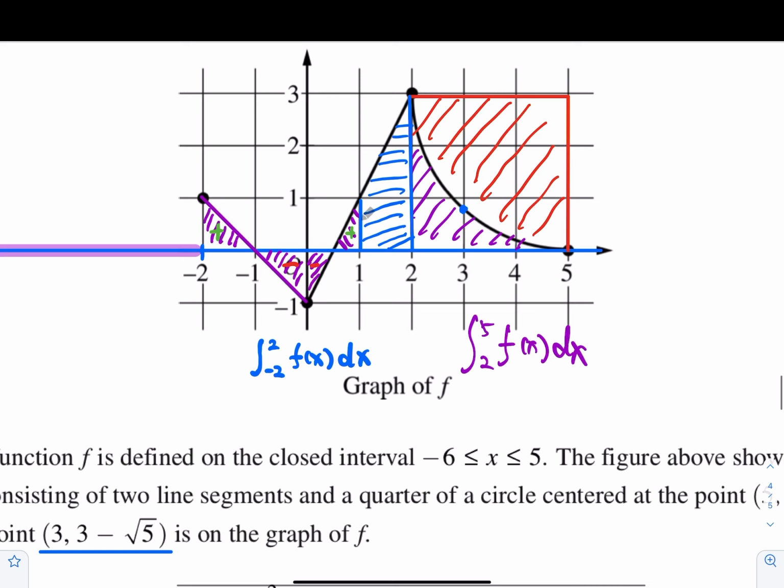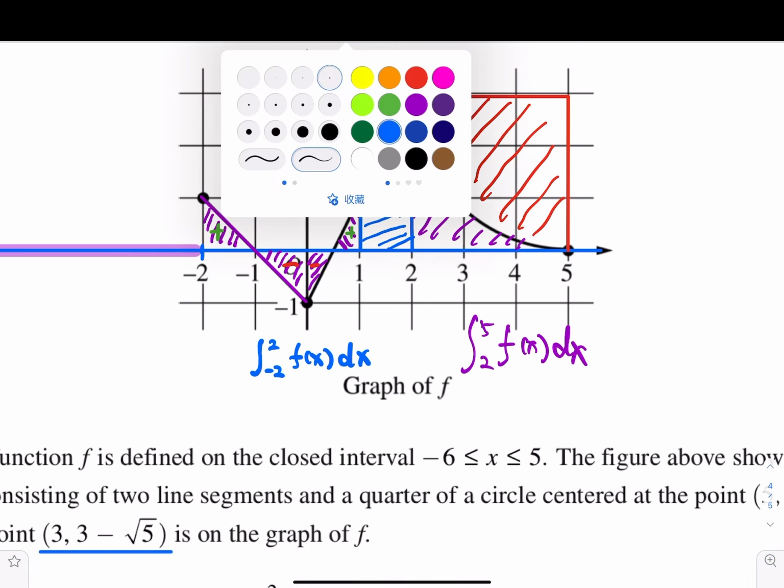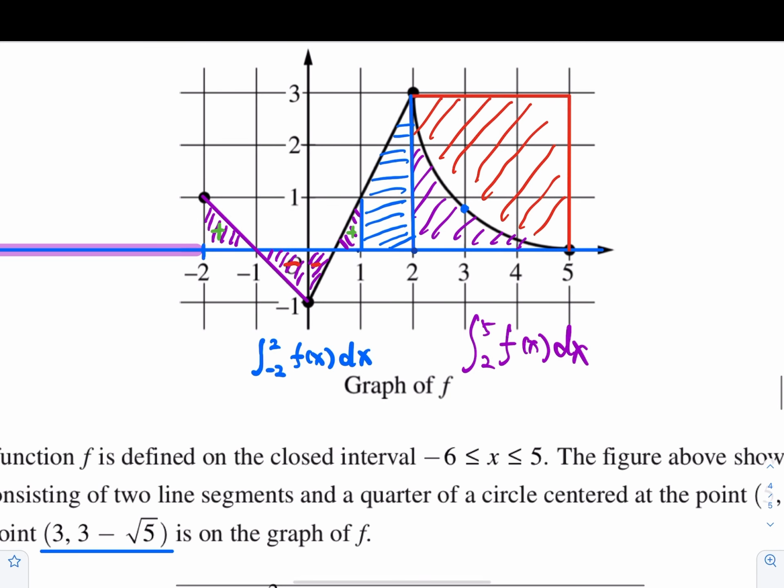The area should be a trapezoid. This is a trapezoid. Let me use another color. The height of this trapezoid is 1, and we have the upper side and the lower side. The upper side plus the lower side is 1 plus 3, multiplied by 1, divided by 2. We get 2. So this whole area is actually equal to 2.